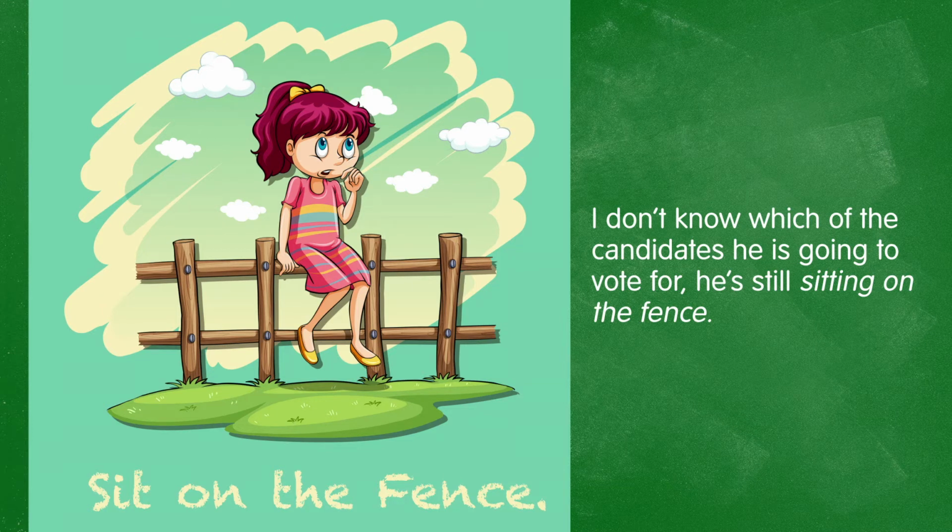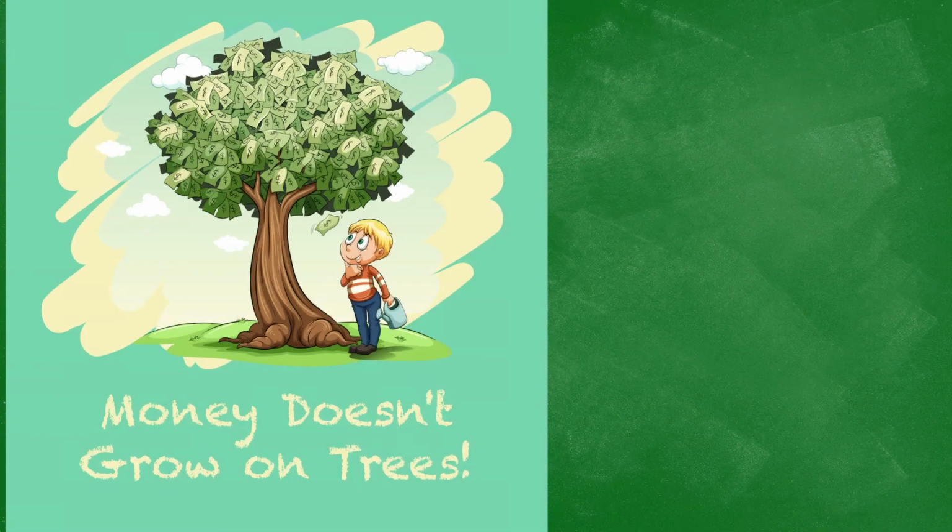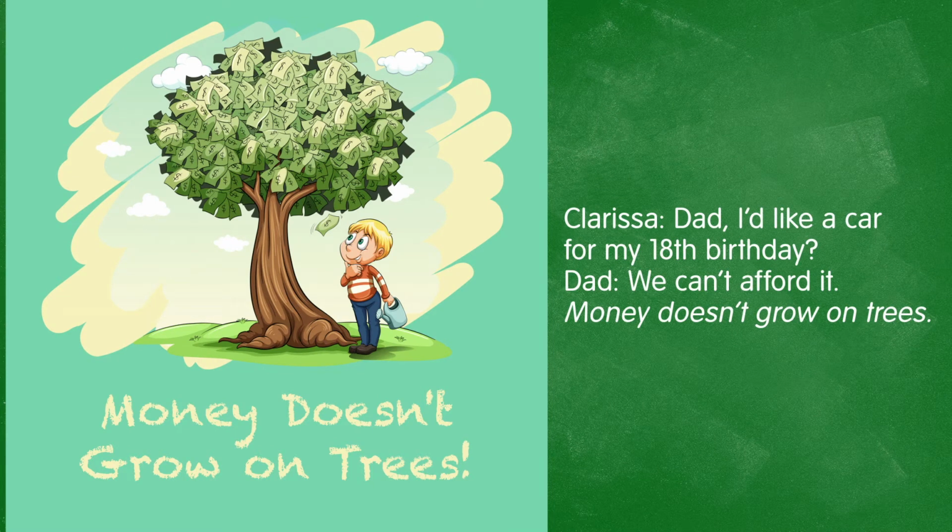Now, some examples of idioms that resemble full sentences are as follows. First, money doesn't grow on trees. As you can probably guess, this means that money is not very common, and it's not good to spend money in a careless way. For example, if a girl, let's call her Clarissa, wants a car for her birthday, she may ask her father, "Dad, I'd like a car for my 18th birthday." And her father, like my father, will tell her, "We can't afford it. Money doesn't grow on trees."